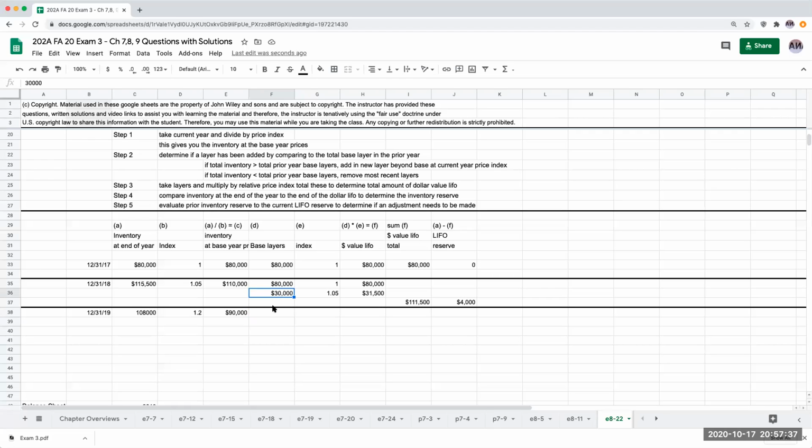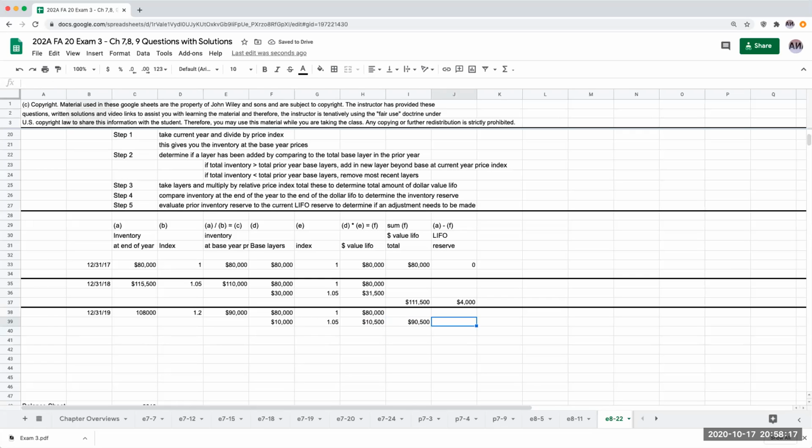So of this 90,000, the 80,000 at 1 will still be here. But because it's at 90,000 when comparing to the base, I need to take 20,000 out of this one over here. So this is going to be 80,000 and 10,000 for the total of 90, and this 10,000 is at 1.05. When I multiply this through, I get a total inventory at dollar value LIFO of 90,500.